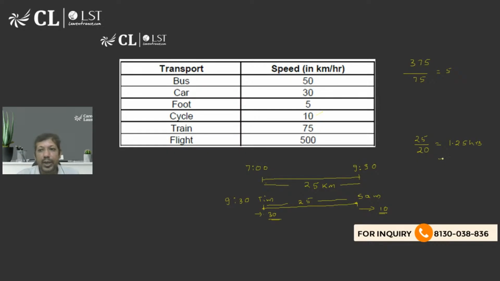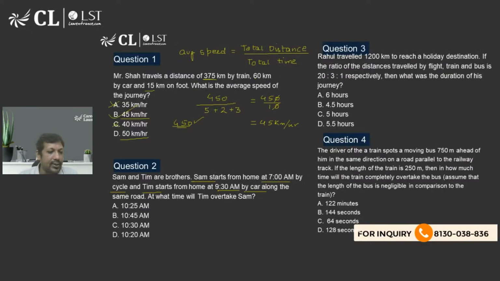So I can say that 1 hour, 1/4 hours. Now, how can I convert 1/4 hours into minutes? I am going to multiply 1/4 by 60. So it is going to be 15 minutes. So it is going to take 1 hour and 15 minutes, since 9:30, because it started at 9:30. So 1 hour 15 minutes from 9:30, I'm going to get the time 10:45, and that's going to be option B.